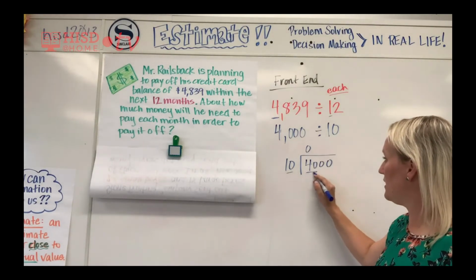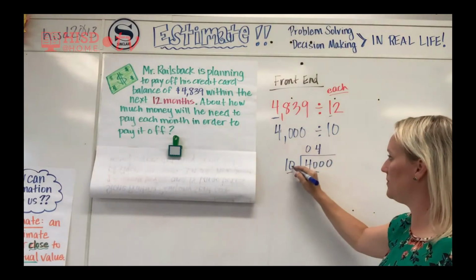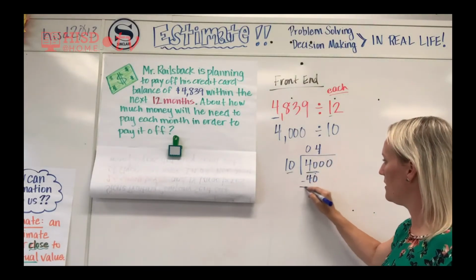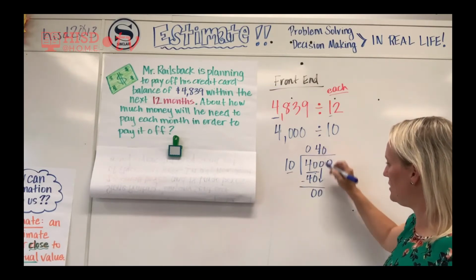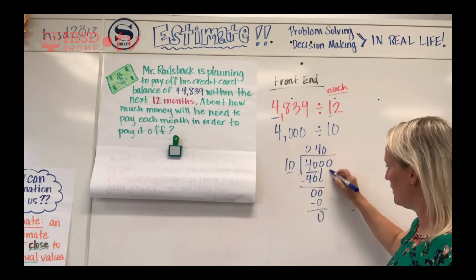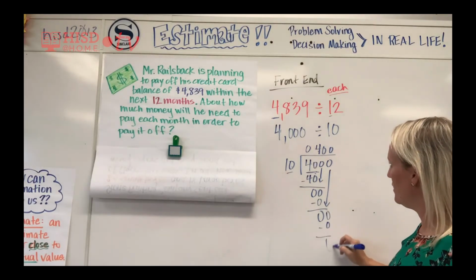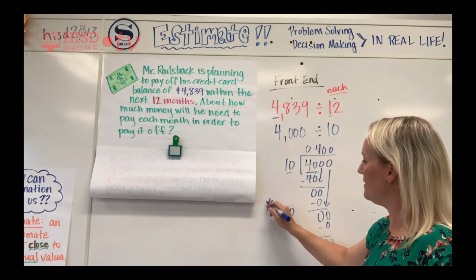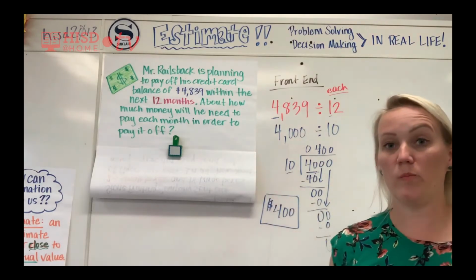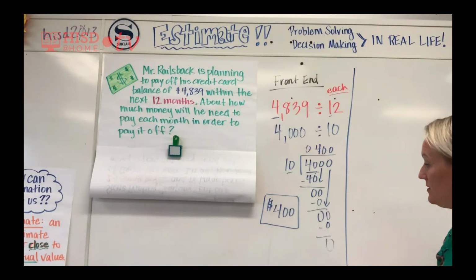So now I'm going to move to the next place. Does 10 go into 40? Yes, 4 times. 4 times 10 is 40. 40 minus 40 is 0. And now you'll see you continue dropping zeros, and all that will do is yield additional zeros. So your answer is 400. Using front end estimation, it will be about $400 per month. So that was front end.